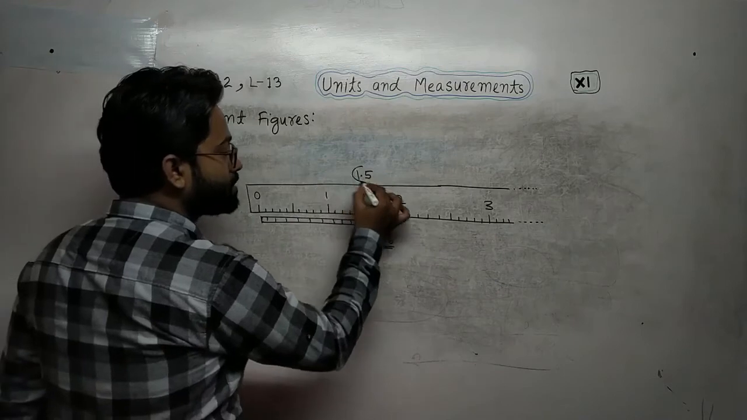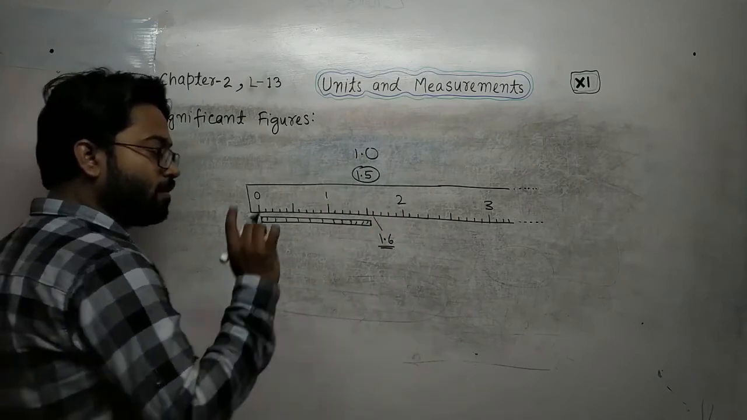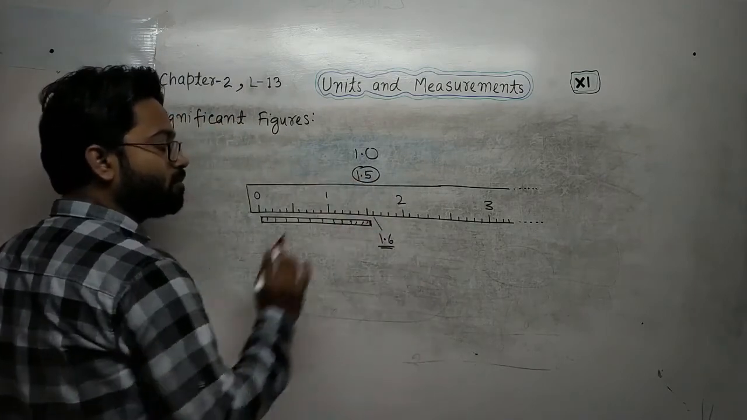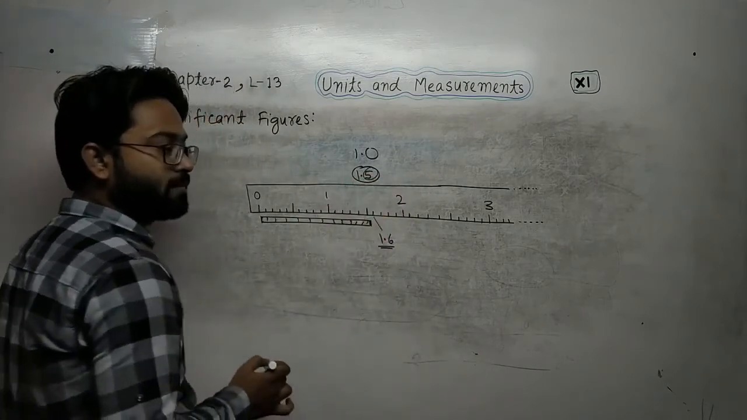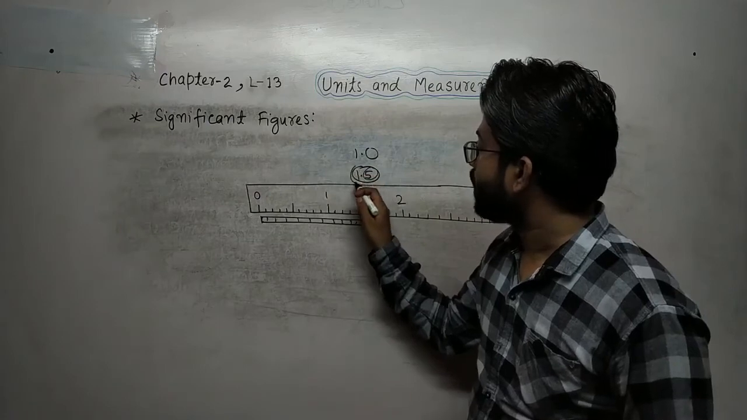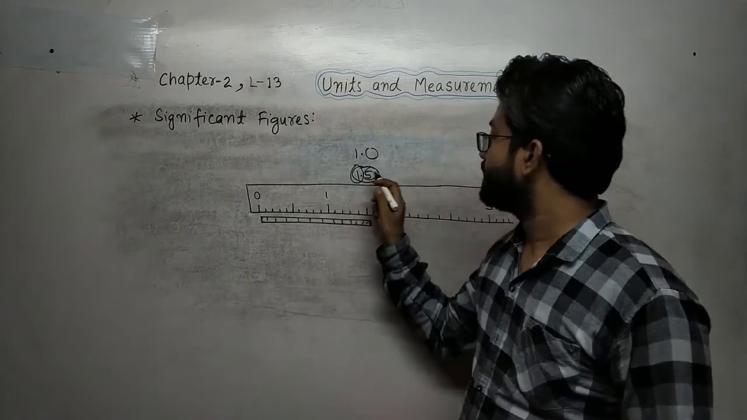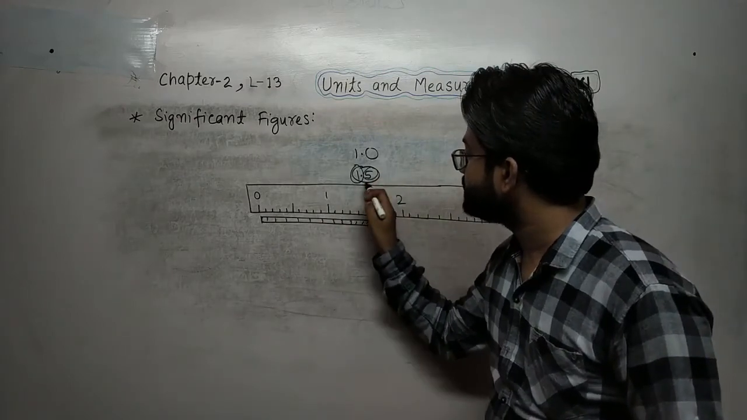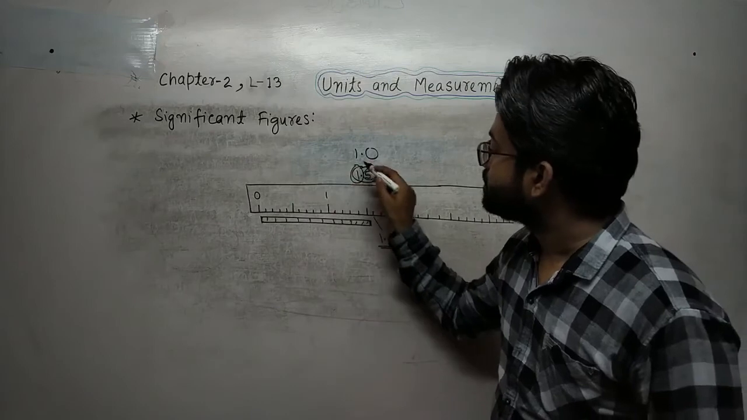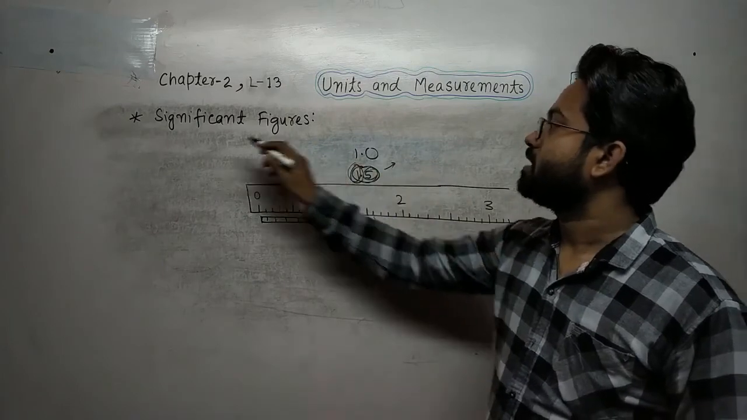because you can only measure 1 point something, 1.5 or 1.6, but you are uncertain whether you should take 1.5 or 1.6. That means this last digit is uncertain. The certain digit is 1. We know that one measurement, 1 centimeter, is confirmed, but the last digit, that is 0.5, is uncertain. The significant figures are the certain digits and one uncertain digit.